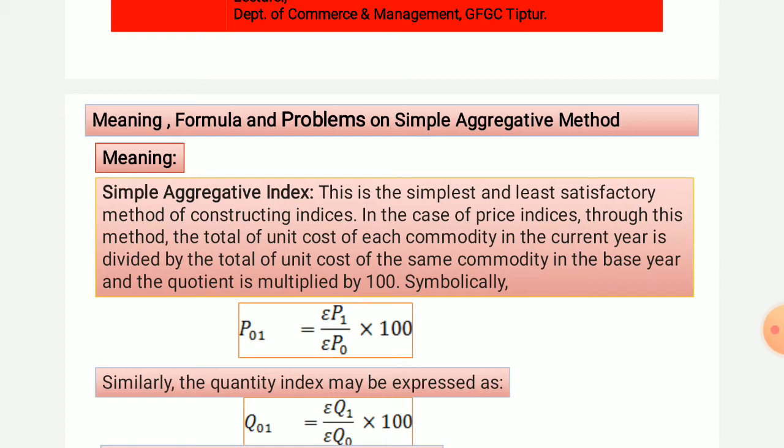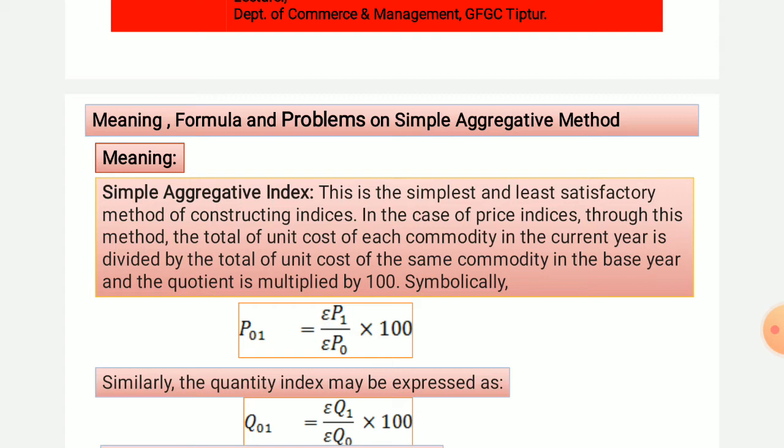And in the case of price indices, through this method, the total of unit cost of each commodity in the current year is divided by the total of unit cost of the same commodity in the base year, and the quotient is multiplied by 100. Symbolically, P01 is equal to sigma p1 by sigma p0 into 100.